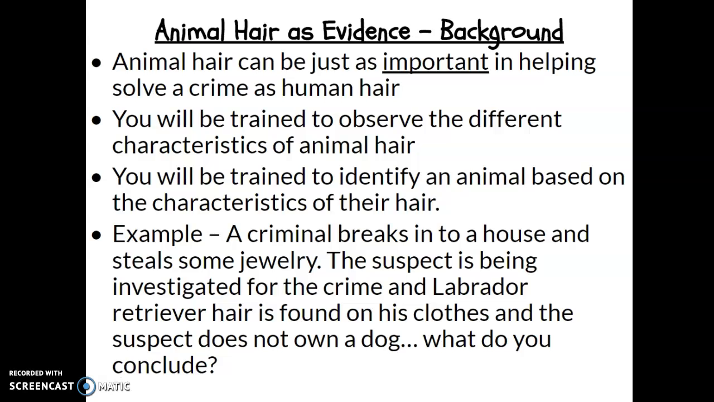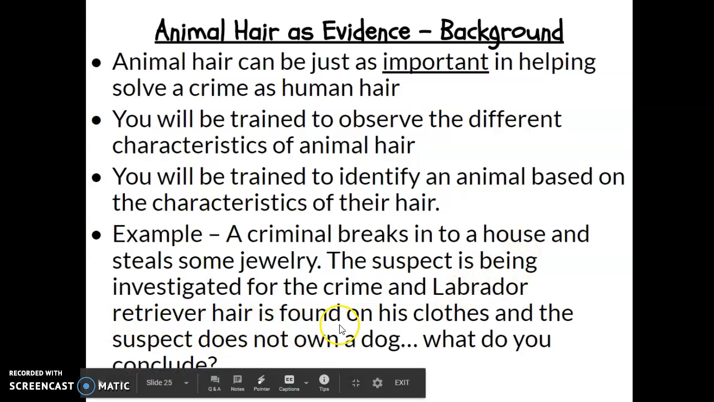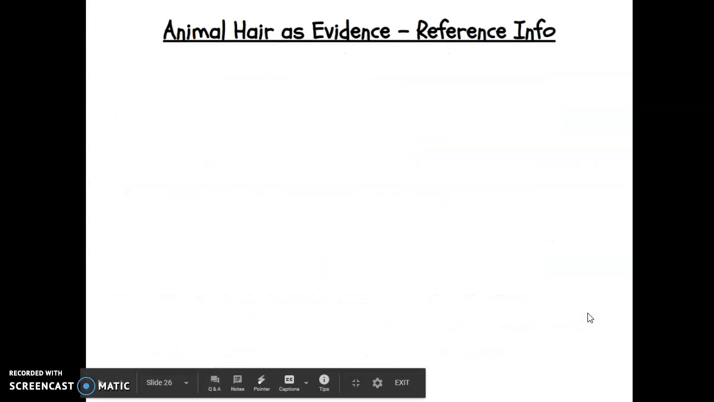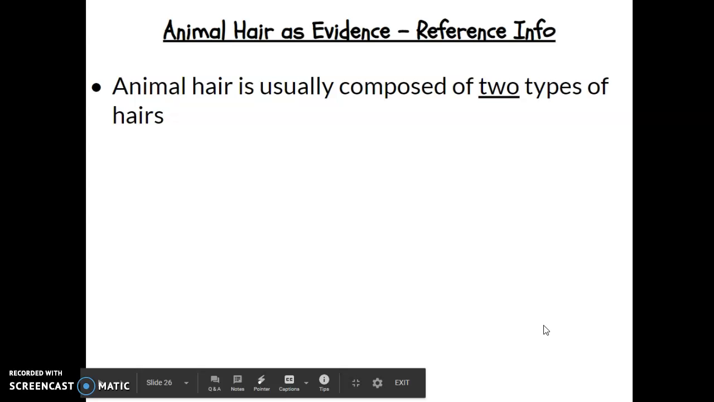Say a criminal breaks into a house, the suspect is being investigated, and he has a dog hair on his clothes, but he doesn't even own a dog. If he's got a Labrador Retriever hair found on his clothes and he doesn't even own a dog, maybe you can check the crime scene. Maybe there was a dog at the crime scene. And if that matches up, that places him at that residence. So it can be just as important.